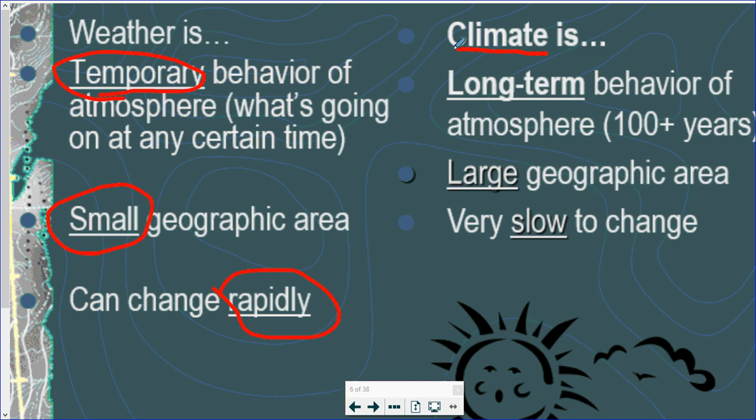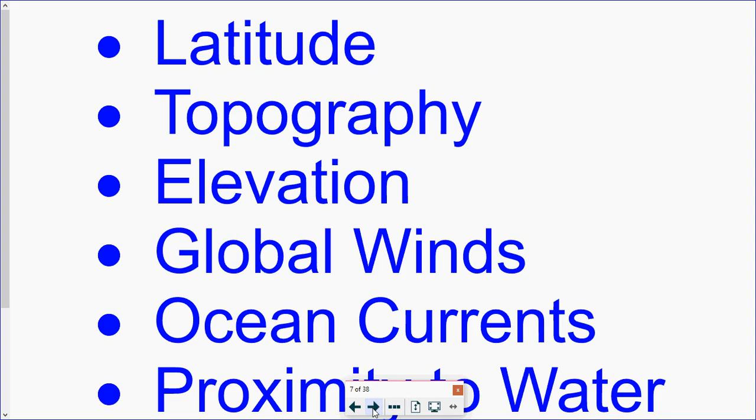Climate is pretty much the opposite in every single way. So it's long term. You need at least 100 years of data to be able to estimate the climate of an area. It refers to large geographic areas, like you would refer to the entire East Coast or West Coast when you're talking about climate. And typically it's very slow to change. You're not going to see those averages altered much in any real time span. So weather is temporary and climate is very long term.